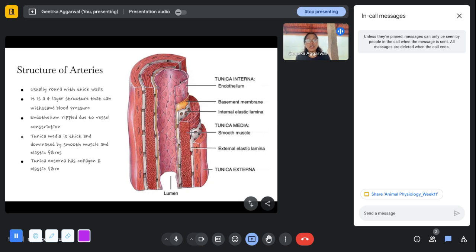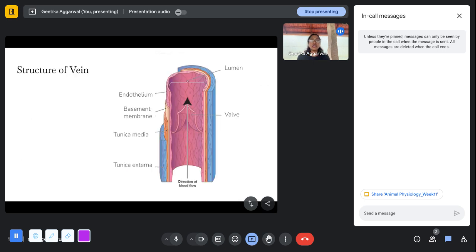Endothelium in the arteries is a little rippled. You can see here there are these ripples. It's rippled because the vessel gets constricted and then expands. Tunica media is thick and it is dominated by smooth muscles and elastic fibers. And tunica externa has mostly collagen and elastic fibers. And this is the lumen, basically where the blood flows.